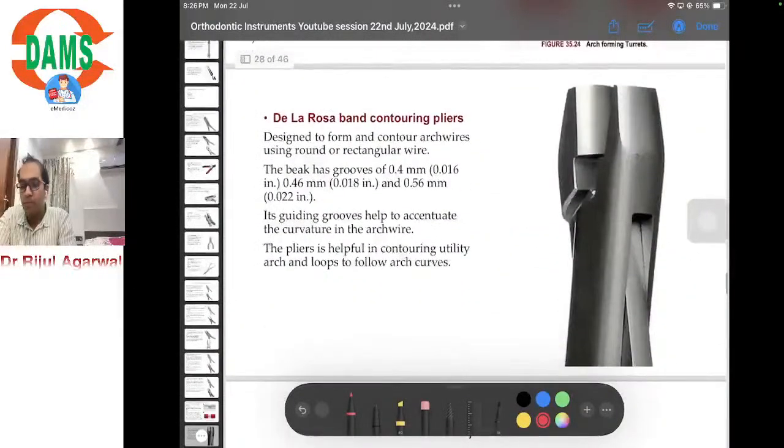Okay. Next is the Della Rosa band contouring plier. It is designed to form and contour arch wires using round or rectangular wire. The beak has grooves of 0.4 mm, 0.46 mm, 0.56 mm. Its guiding grooves help to accentuate the curvature of the arch wire, helping in contouring utility arches and loops to follow arch curves. So this is the Della Rosa band contouring plier. It's used to form contours in the arch wire, in both round and rectangular wire.